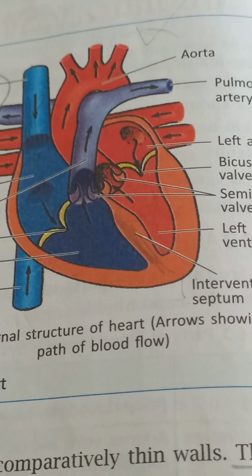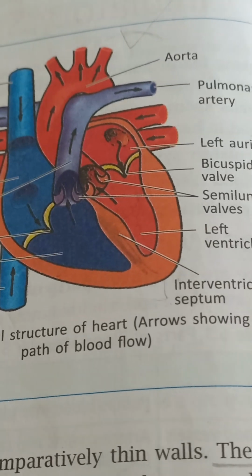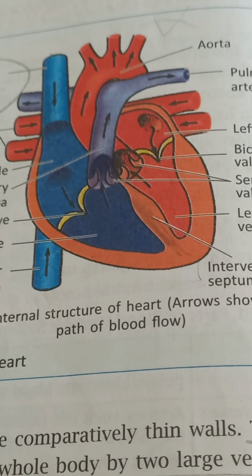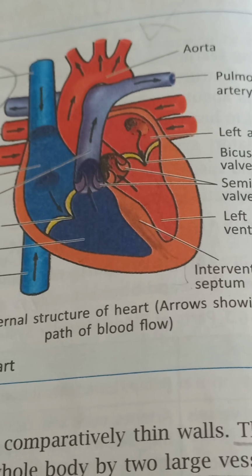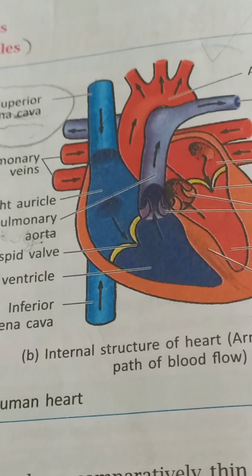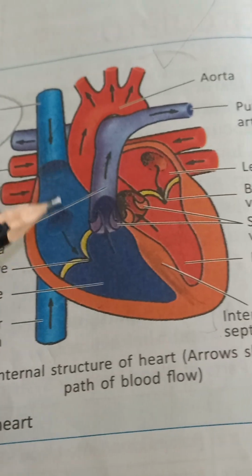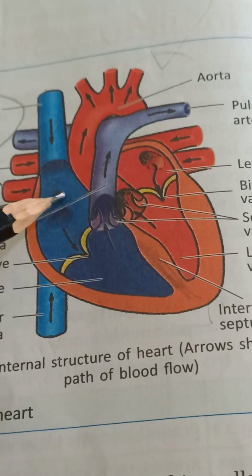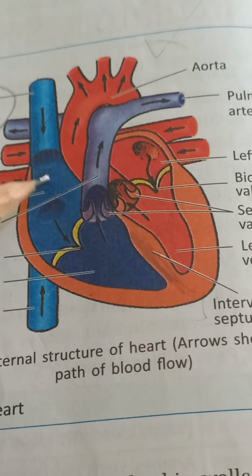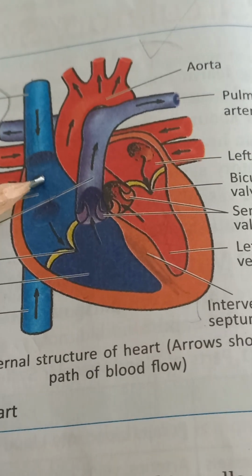Today we will see the blood vessels leaving and entering the heart and the valves and their functions. In the last video we had seen the structure of the heart. Now today let's see, this is the upper chamber, the right auricle.